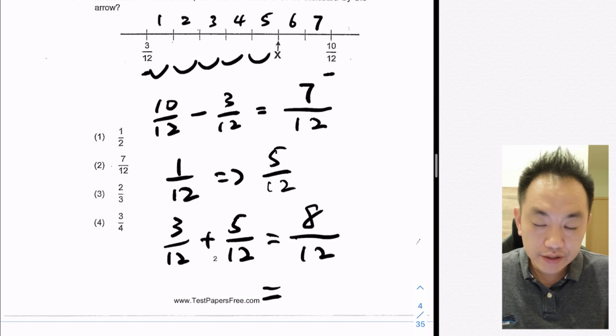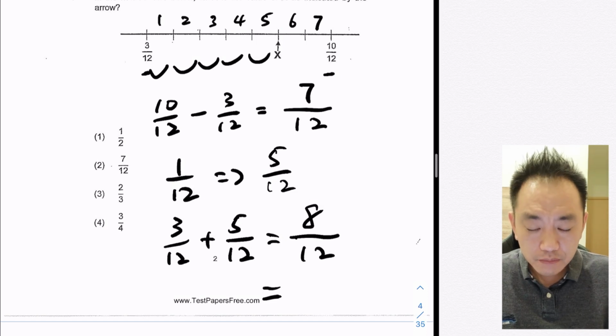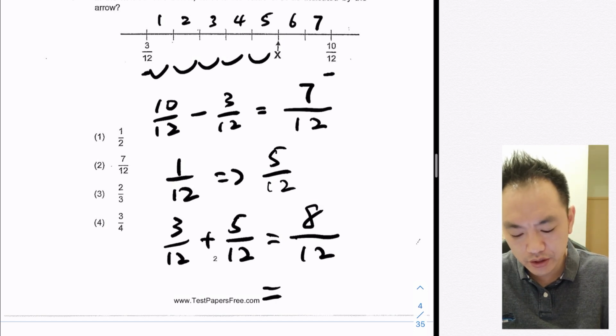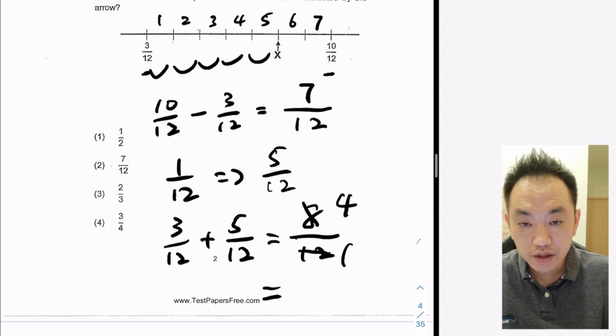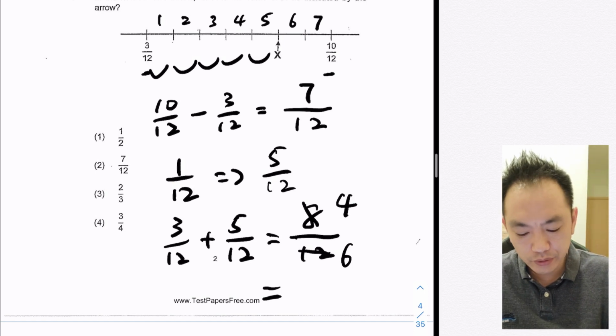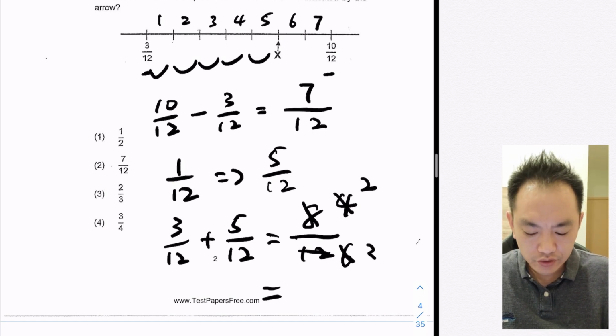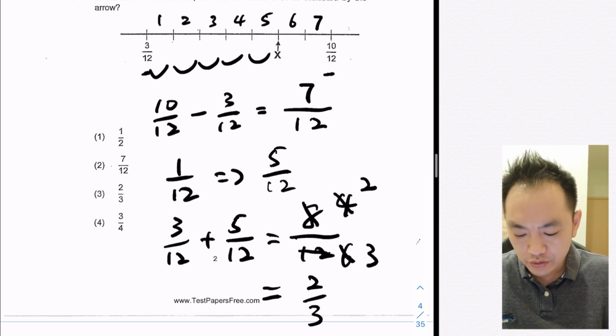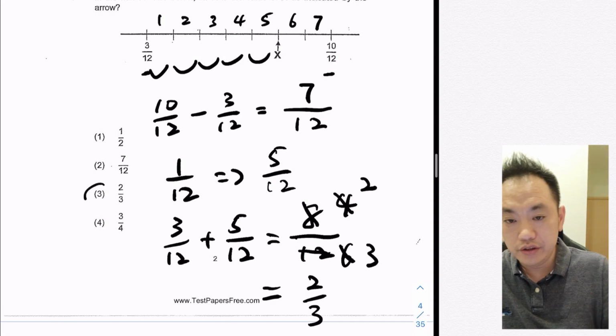For both 8 and 12, they are multiples of 2. So you will be able to take 2 out of each number. So this will become 4, and this will become 6. And again, you will be able to take 2 out of 4 and 6, so you can simplify this further. 4 divided by 2 is 2. 6 divided by 2 is 3. So the answer is 2 out of 3, which is number 3.